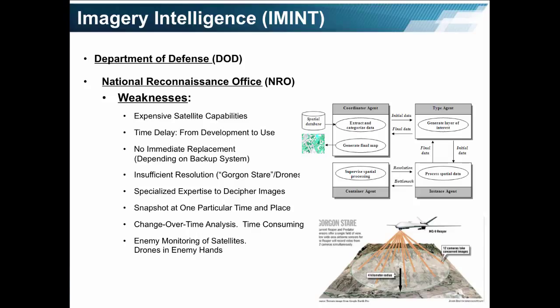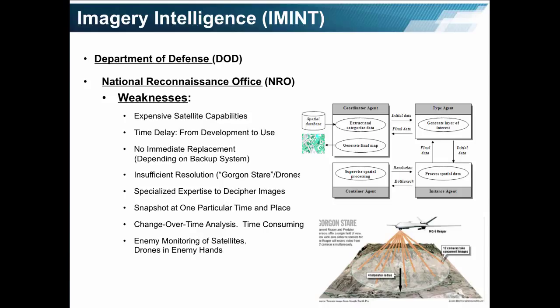Satellite capabilities are very expensive. There is a time delay from the development of a satellite to its launching and its use. They have no immediate replacement. They depend on backup systems. The resolution may be insufficient. This may be overcome by the Gorgon Stare or the drones, because they can hover over a specific area, they can provide images that usually have better resolution than the previous resolutions available through other means.